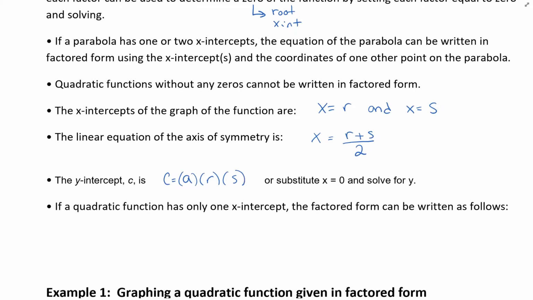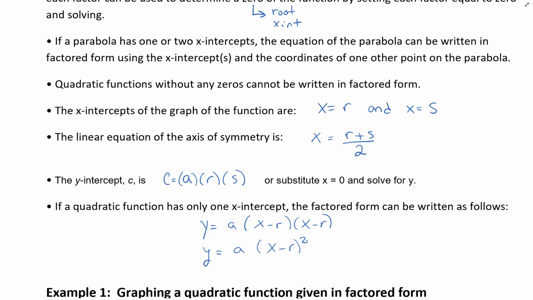If a quadratic function has only one x-intercept, the factored form can be written as follows. So we can see there's a, but because there's only one root, you'll end up with (x - r) times (x - r). And another way of writing that is (x - r) squared. Because there's only one root, you don't have an s value, you only have the r value.